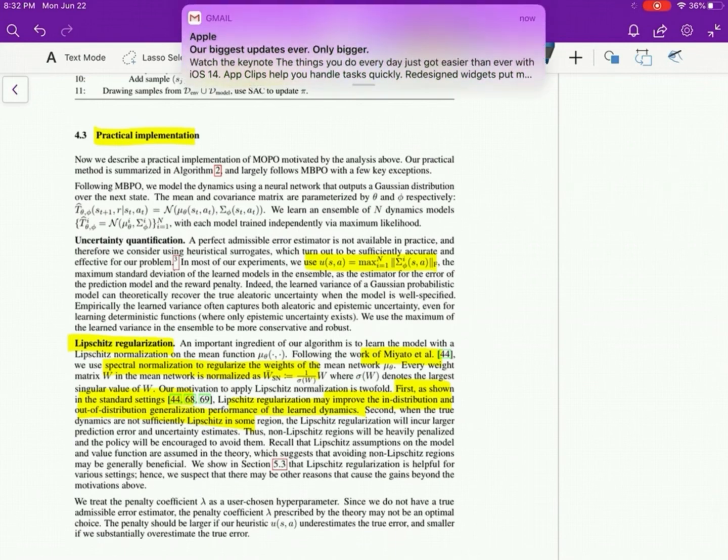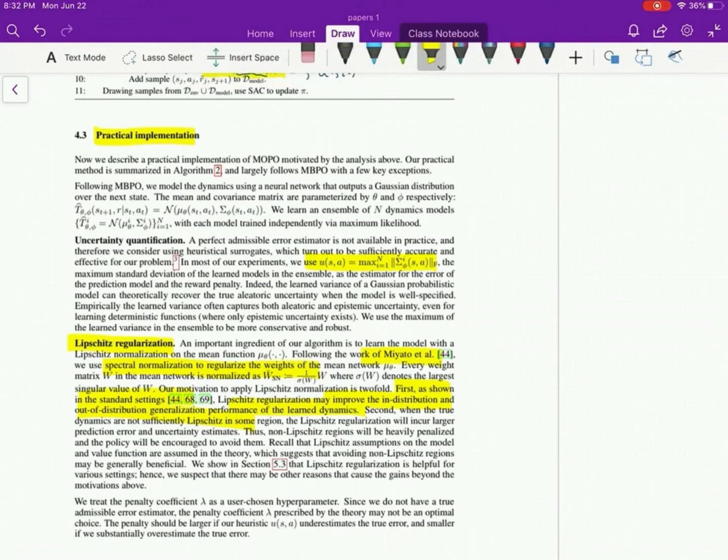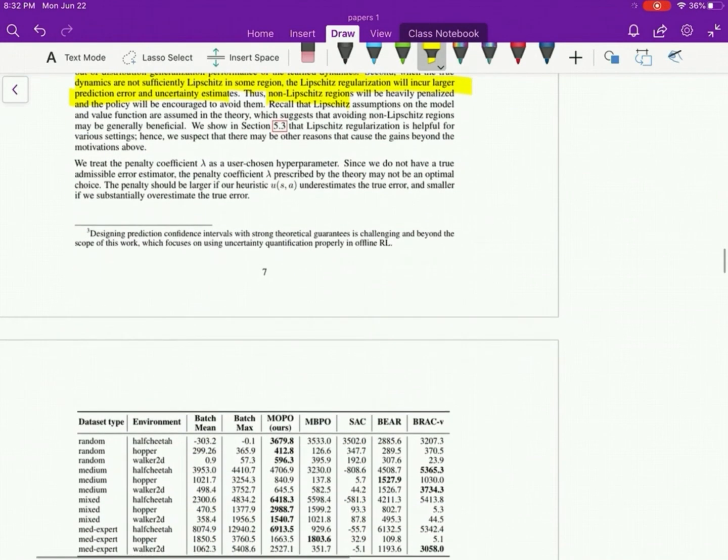And this is the heuristic, I mean for practical purposes, I guess. When true dynamics are not sufficiently Lipschitz in some region, the model will incur larger error and uncertainty. Thus, these non-Lipschitz regions are heavily penalized, to avoid them. Yeah, we'll just move forward. Lambda is the hyperparameter.